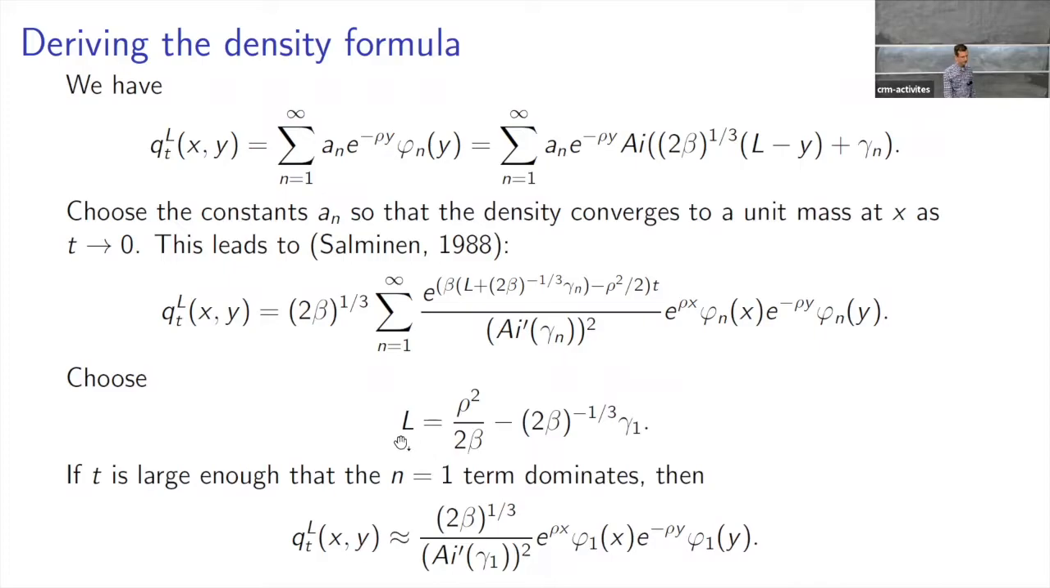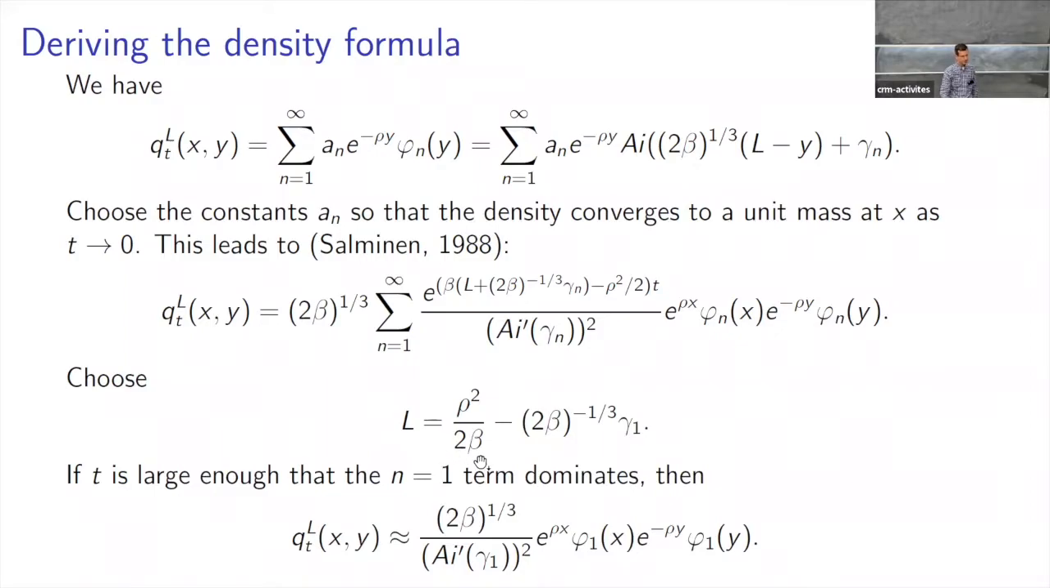Now, we're going to choose L to be rho squared over 2 beta minus 2 beta to the minus 1/3 times gamma 1. So that's the level at which we're going to kill particles. And we're killing particles at this level so that when n equals 1, this exponential term here vanishes. If we had killed particles at a higher level, then the expected number of particles would grow exponentially and the truncation argument would fail. If we had chosen a lower level, then too many particles would hit the boundary and the process in the long run would die out. So this is the level at which we want to kill particles.